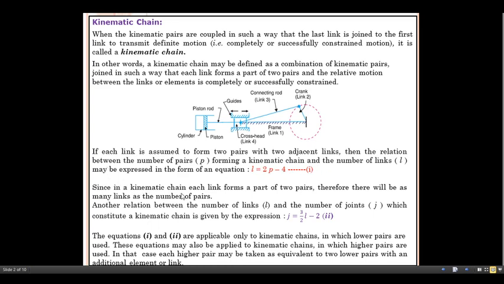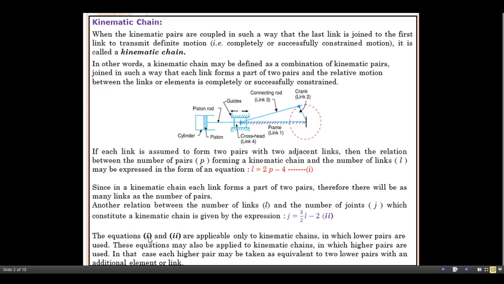Since in the kinematic chain each link forms a part of two pairs, there will be as many links as the number of pairs. Another relation between the number of links and the number of joints which constitute a kinematic chain is given by the expression J = (3/2)L - 2. This is equation number 2.